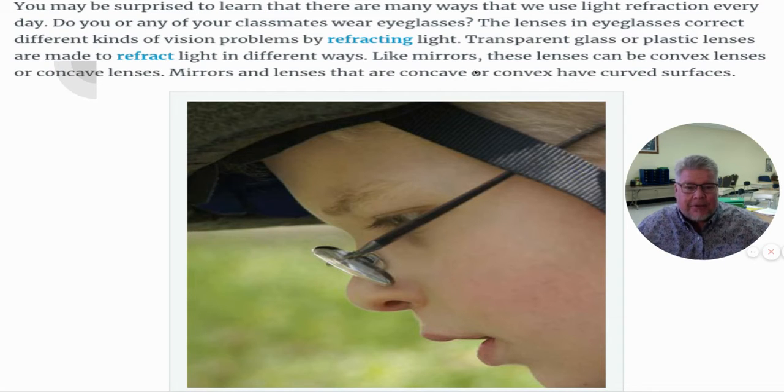see better. Like mirrors, these lenses can be convex lenses or concave lenses. Mirrors and lenses that are concave or convex have curved surfaces.